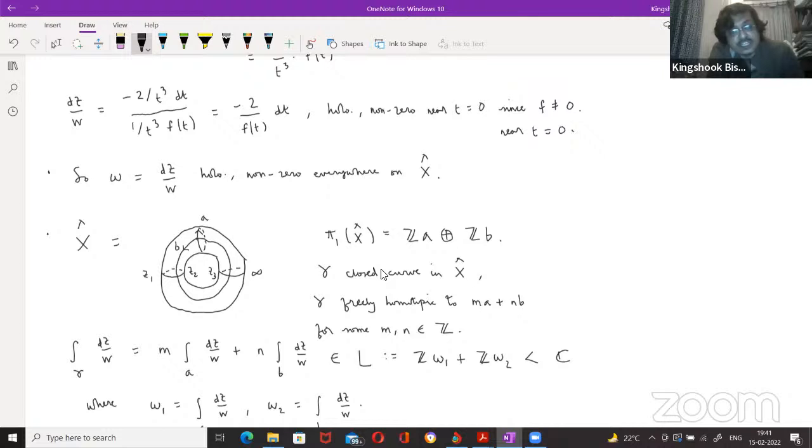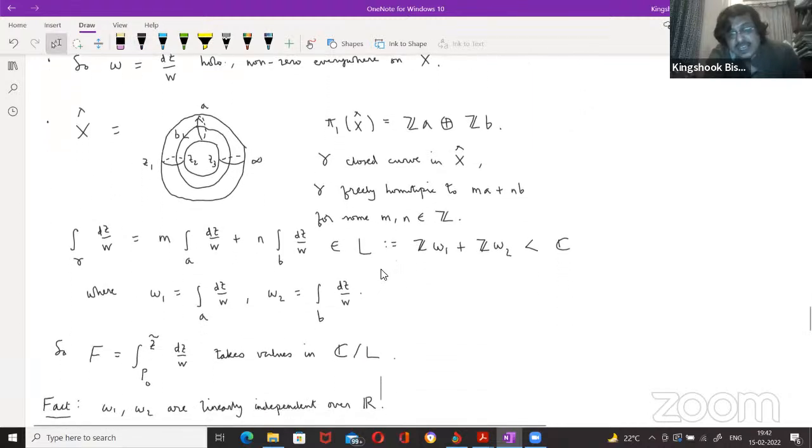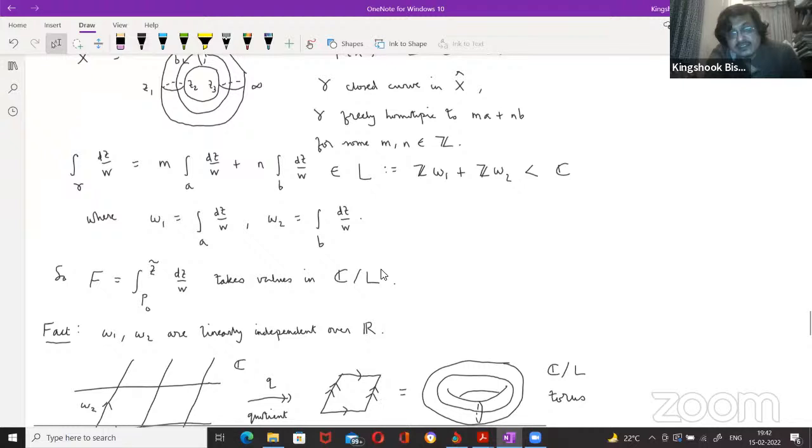That means the integral over any loop of dz over w is an integer m times the integral of dz over w over the A curve plus an integer n times the integral of dz over w over the B curve. Okay, so these two numbers, the integral of dz over w over the A curve and over the B curve, generate, so we're looking at the subgroup of C generated by these two complex numbers. I'll call that group L. So this is Z omega 1 plus Z omega 2, the subgroup of C where omega 1, omega 2 are these two integrals.